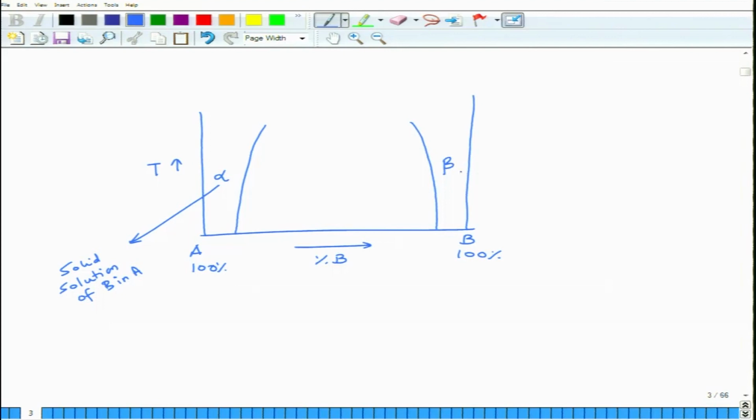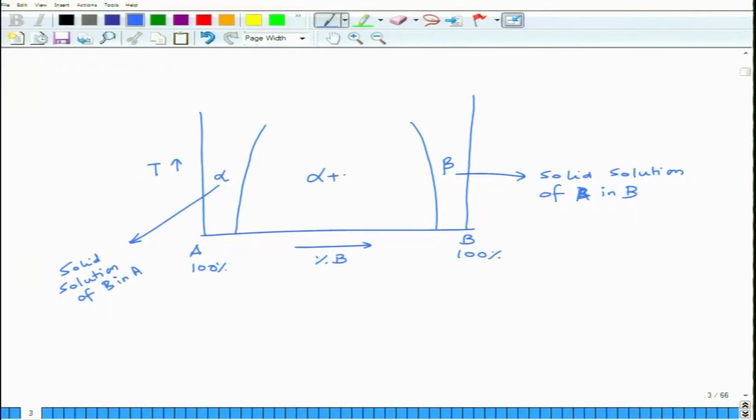This is the beta phase, which is basically a solid solution of A in B. Essentially it means it is nearly B with some atoms replaced by A, and this is a substitutional solid solution, which is a disordered substitutional solid solution. Between these two, it gives a mixture of alpha and beta. This is one simple example.